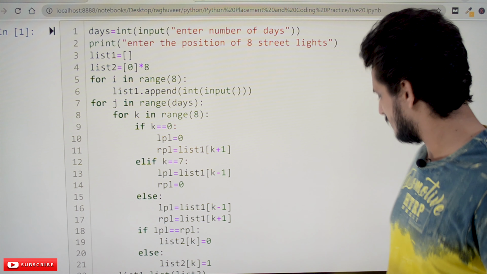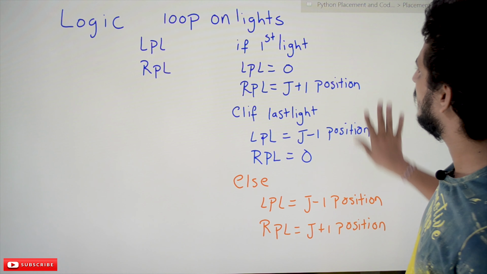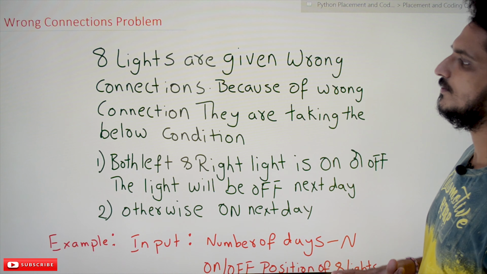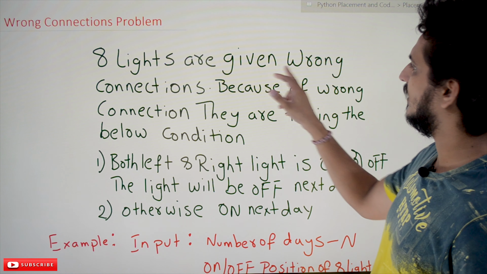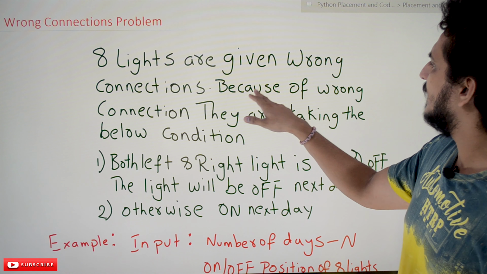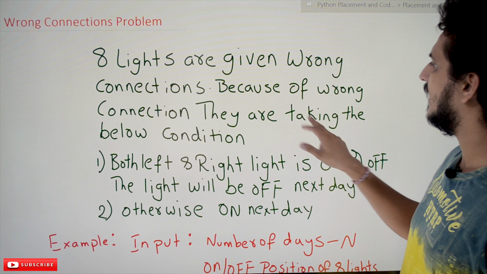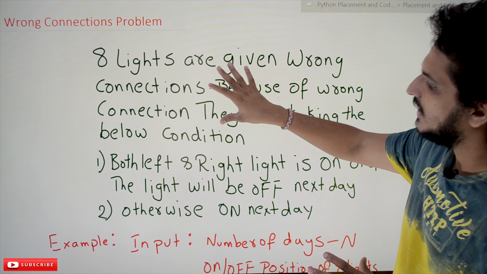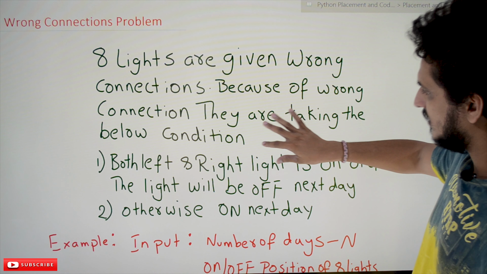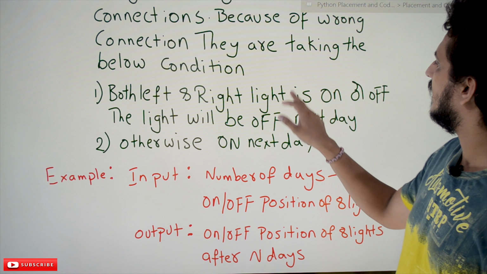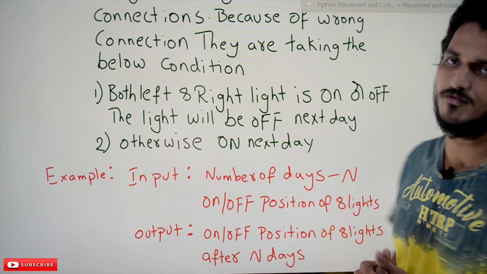Coming to today's class, this is our question. The wrong connections problem: there are 8 lights, and some wrong connections have been given to these 8 lights. Because of the wrong connections, they follow the below conditions. Both the left and right lights being on or off affects the light.